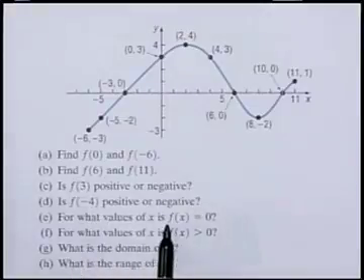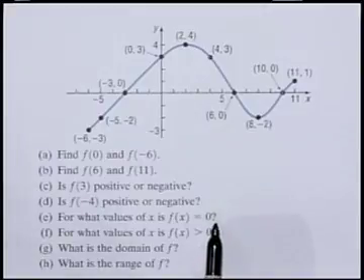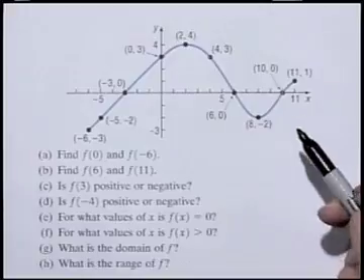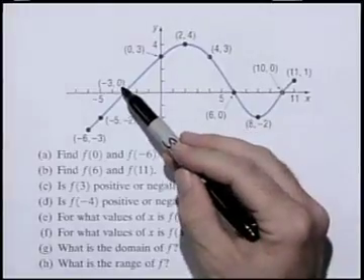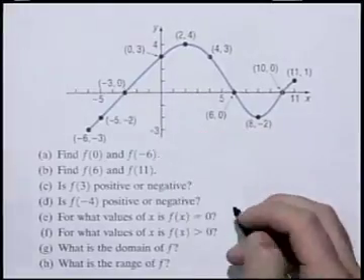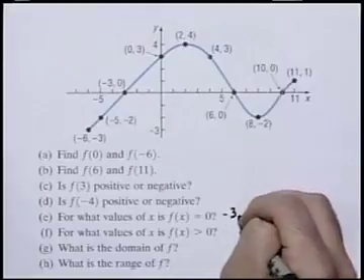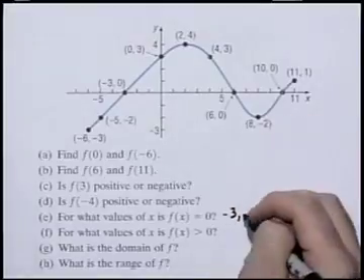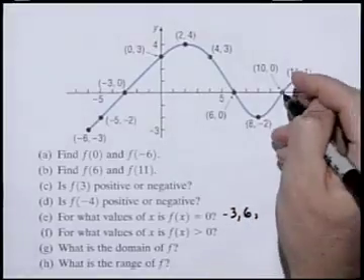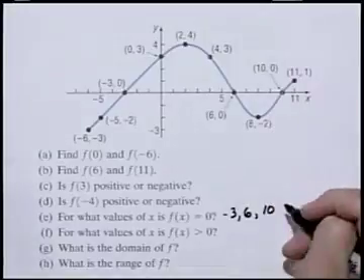For what values of x is f of x equal to 0? Put another way, we're asking for what values of x do we have a y-coordinate of 0? Well, that occurs at x is -3, at x is 6, and at x is 10.